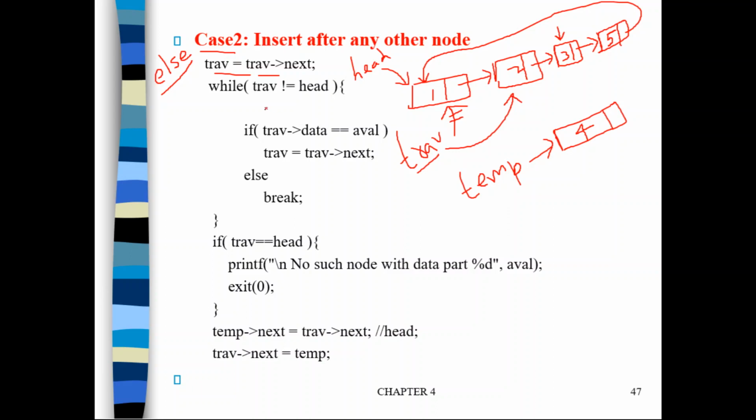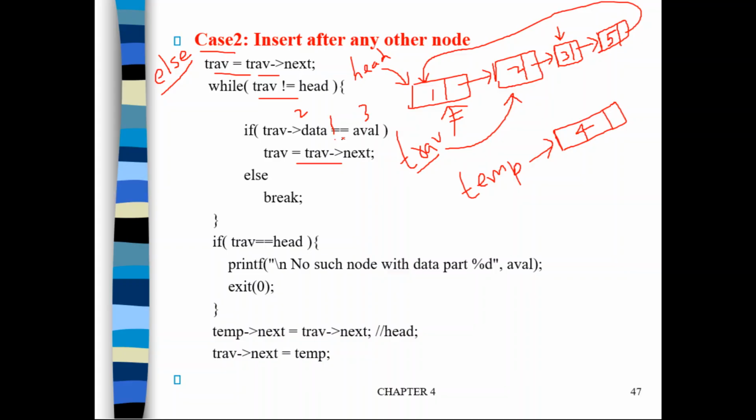Then what we do: while traverse not equal to head. Is traverse equal to head? No, traverse is equal to the second node, so it will come inside the loop. If traverse arrow data is equal to a val, the data is 2, and let us assume val is 3. So it is not equal. If traverse arrow data is not equal to a val, then traverse equal to traverse arrow next.